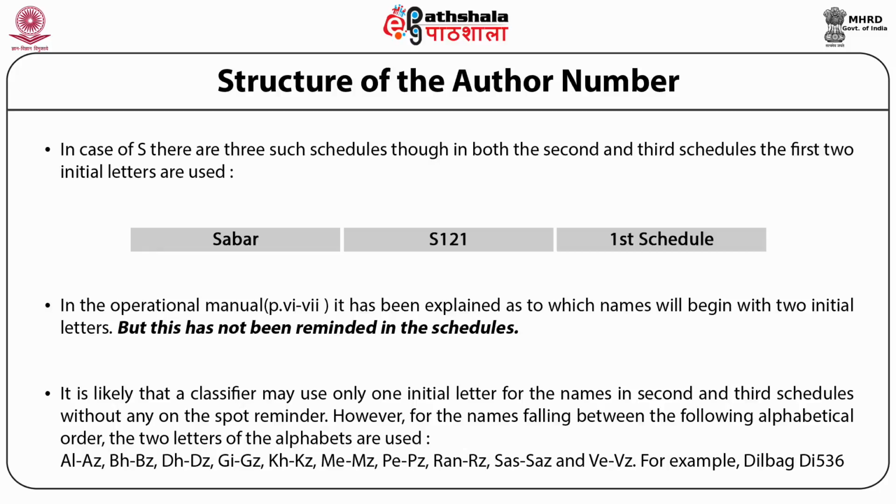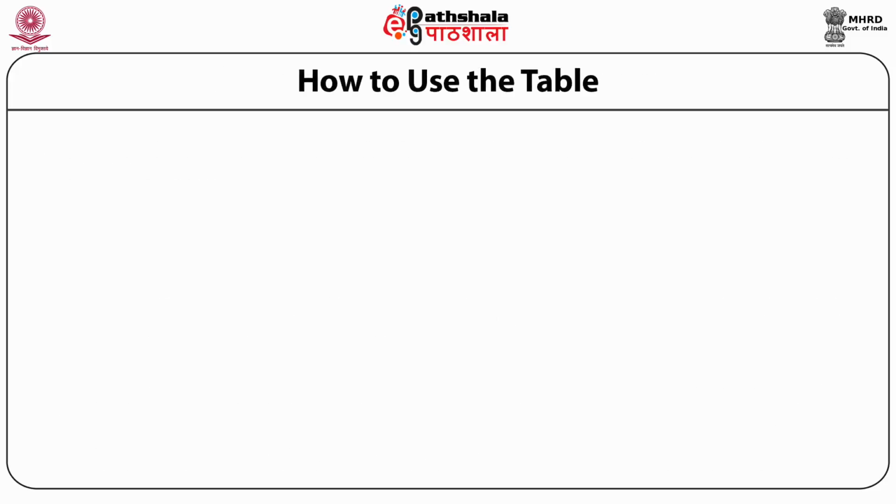However, for the names falling between the following alphabetical order, the 2 letters of the alphabets are used. That is AL to AZ, BH to BZ, DH to DZ, GI to GZ, KH to KZ, ME to MZ, PE to PZ, RAN to RZ, SAS to SAZ, and VE to VZ. For example, Dilbag will get the number DI5536.